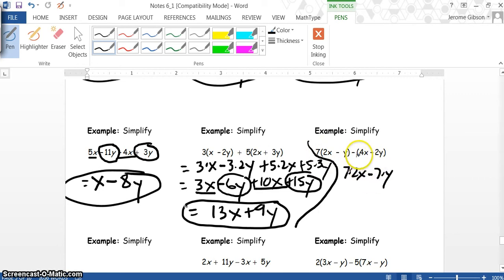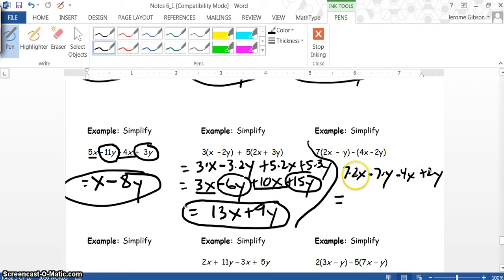Now we come here. Whenever you have a minus in front of a parenthesis and the parenthesis is not taken to an exponent, all you have to do is change the signs of everything inside this parenthesis. So this positive 4x will become a minus 4x. This minus 2y will become a positive 2y.